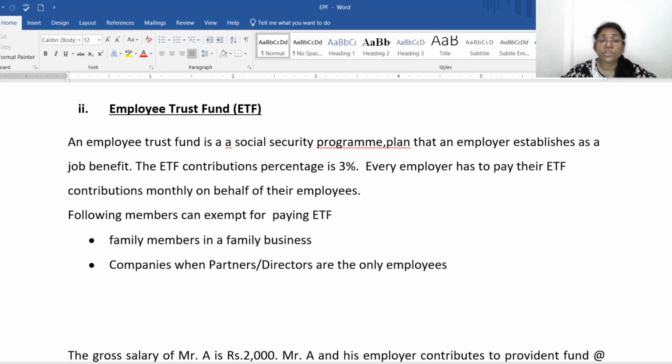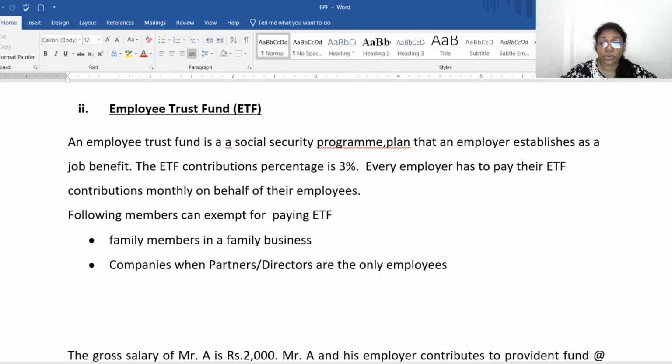However, there are two categories of members who are exempted from paying ETF. The first one is the family members of a family business. The second category is companies where the partners or the directors are the only employees.